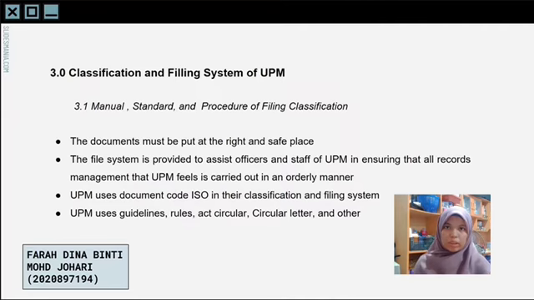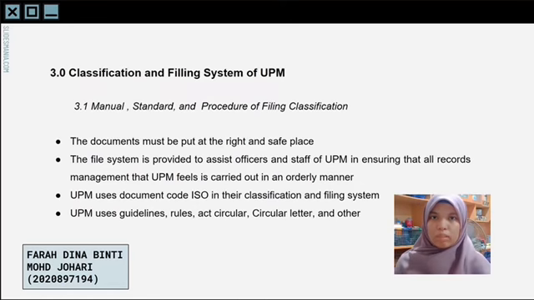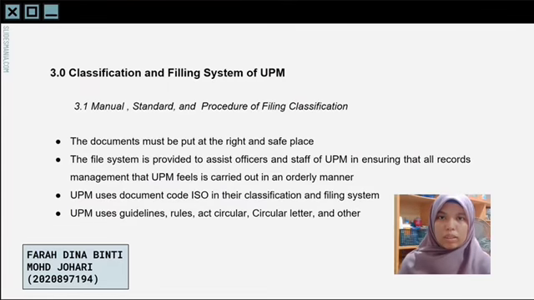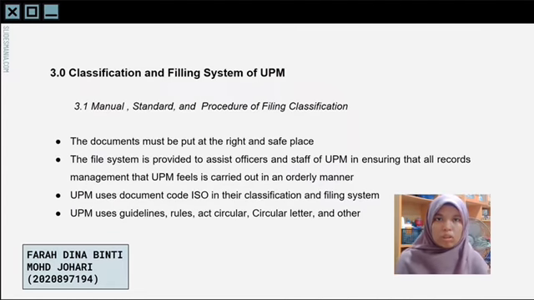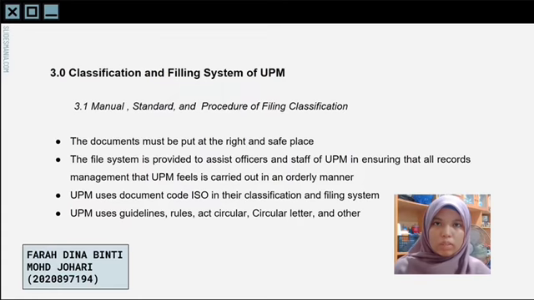3.0 Classification and filing system of UPM, which is the manual, standard, and procedure of filing classification. First, the documents must be put at the right and safe place. Then, the filing system is provided to assist officers and staff of UPM in ensuring that all records management that UPM files is carried out in an orderly manner. Next, UPM uses document codes for ISO in their classification and filing system. Moreover, UPM uses guidelines, rules, Acts, circular letters, and others.